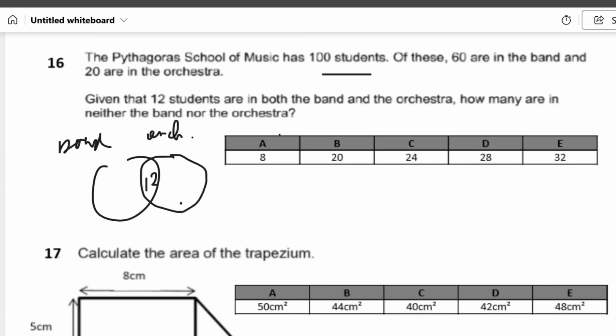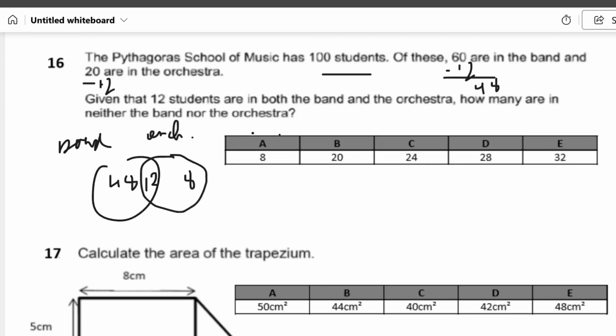So to find out who's left in band and orchestra, we have to subtract it from 60, which is going to be 48. So the rest, 48, are going to be in band, and then we have to subtract from orchestra, which is going to be 8. So 8 are left in the orchestra.